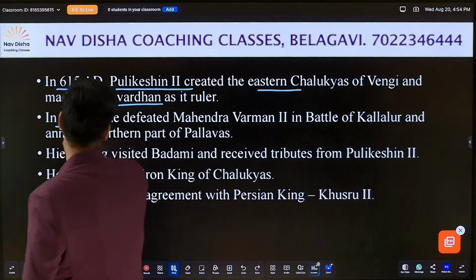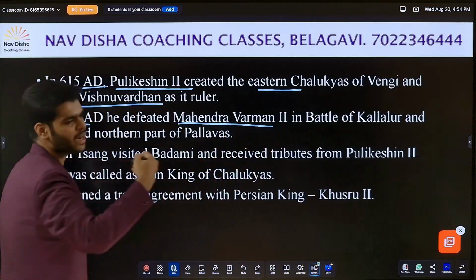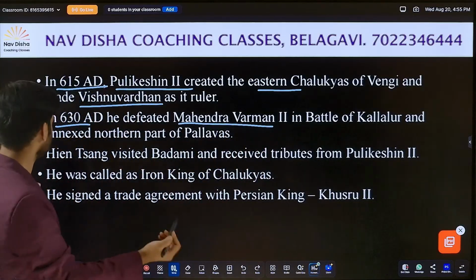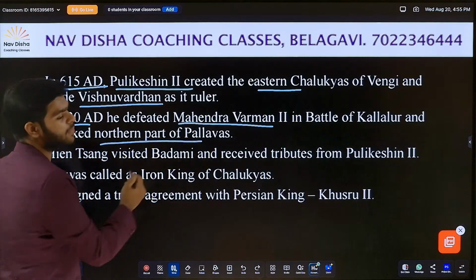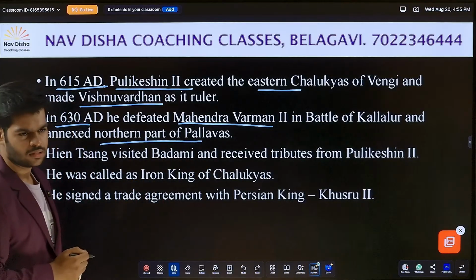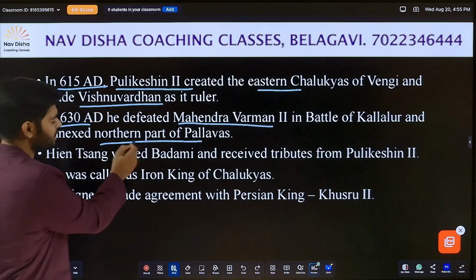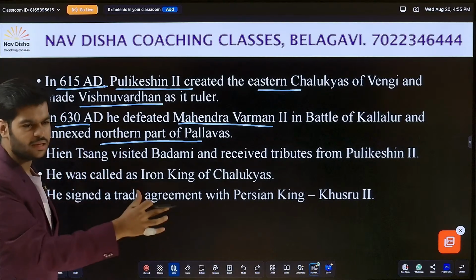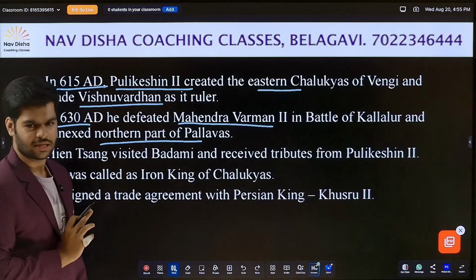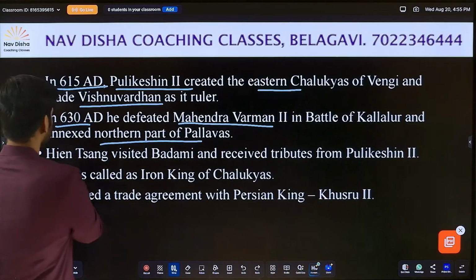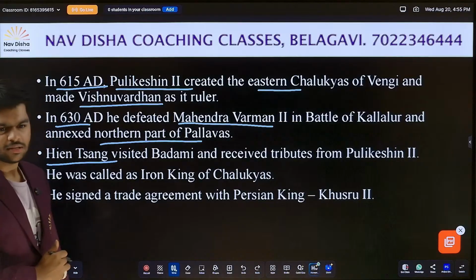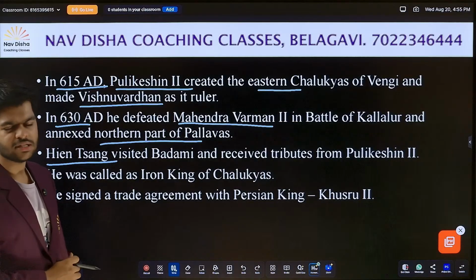In 630 AD, he defeated Mahendravarman II in the Battle of Kallalur. We have already seen this, and he annexed the northern part of Pallavas. It is not in North India. The Pallava kingdom's northern part was annexed. Understand that. Okay. Huan Sang, the second Chinese pilgrim. What is his book's name?